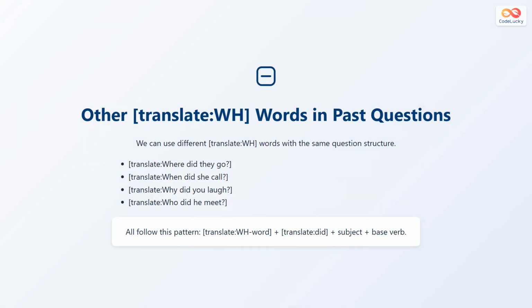You can use other WH words to make more questions in the simple past tense. For example, where did they go, when did she call, why did you laugh, and who did he meet? Each question follows the same pattern, WH word, did, subject, and base verb. Using these structures will help you ask clear and grammatically correct questions about actions that already happened.